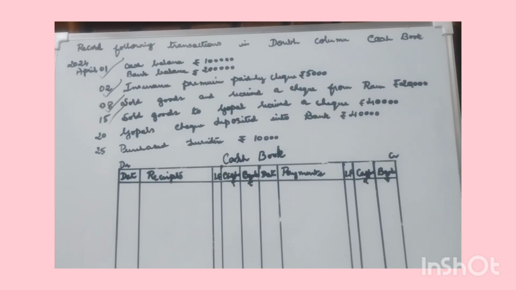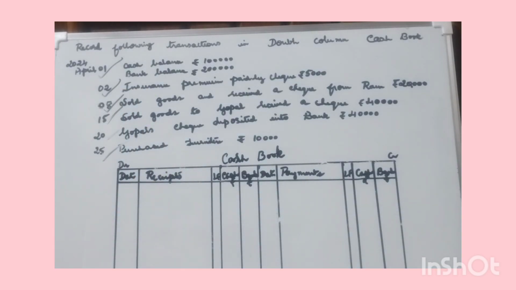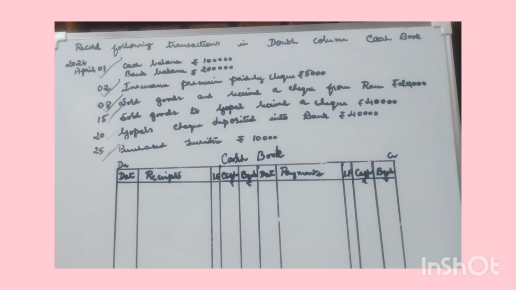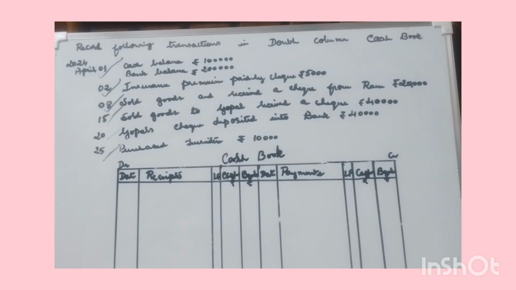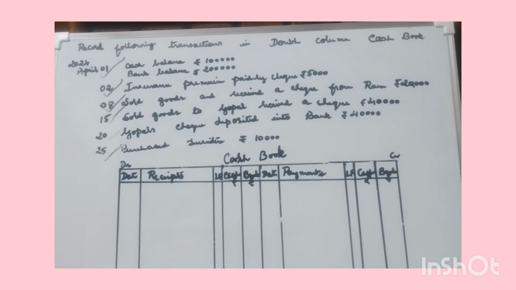Next, finally, April 25th, purchased furniture worth rupees 10,000. So credit side, furniture, because for purchasing furniture payment is made. So furniture credit side with cash 10,000. If the furniture is purchased and payment is made through check, then that appears under bank column. But here it is understood that furniture is purchased for cash. So under cash column, that must be recorded as 10,000.